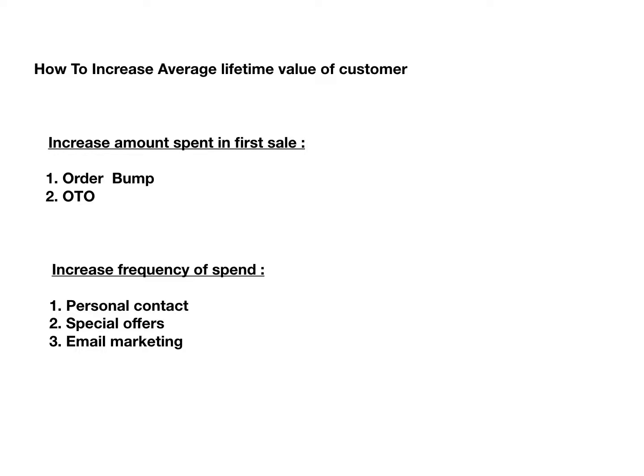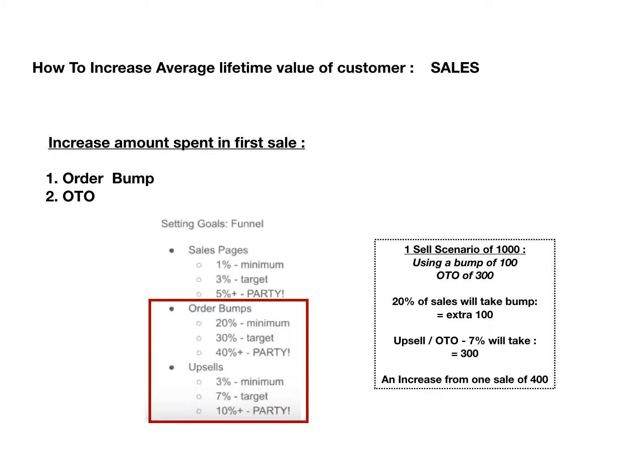So one is the personal contact for the frequency of the spend, which you already have and you're great at. Two is making them special offers. I'm sure you do that already as well. And then three is email marketing, which I'm going to talk about. So first thing is the sales.